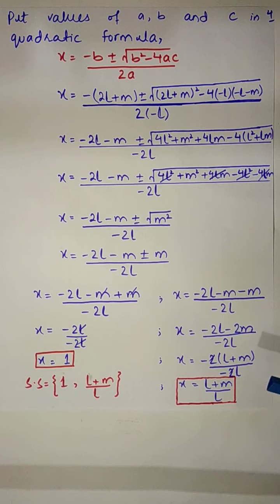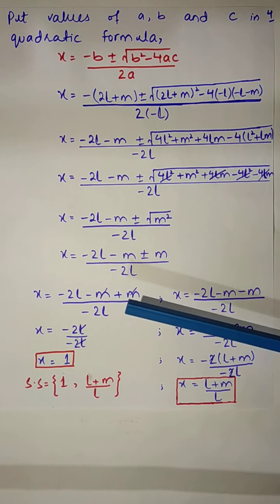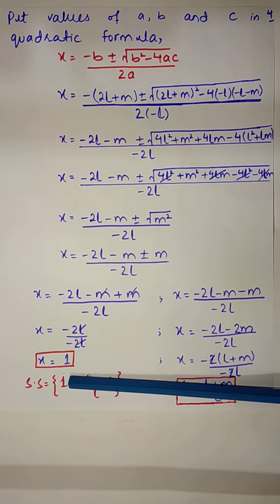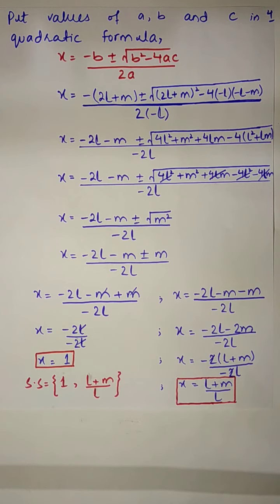So now we have to write these two answers of x in the solution set properly. The solution set is 1 and (L plus M) by L, and this is our required answer.